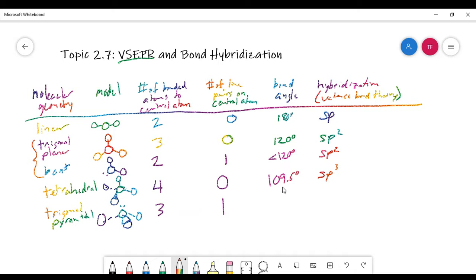So the angle is going to be, again, very close to 109.5, slightly less because the lone pair does a little bit more repelling of the bonds than the 4 bonds would. Still sp3 hybridization because you still have 4 electron domains. So tetrahedral and trigonal pyramidal.